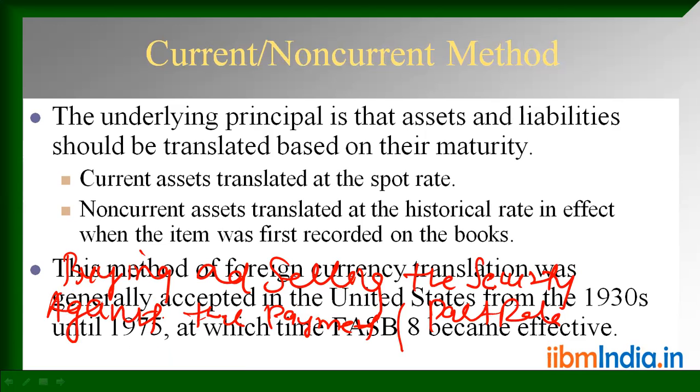Further, this method of foreign currency translation was generally accepted in the US from 1932 until 1975, at which time FASB became effective.